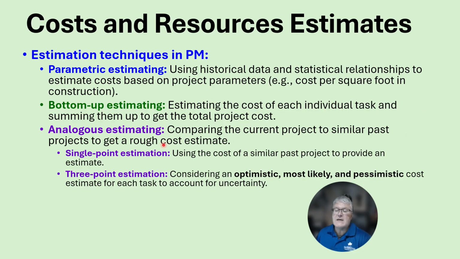Next, there's analogous estimating, comparing the current project to a similar project with similar costs to get a rough cost estimate. Under this is single point estimation. That's using the cost of similar projects to provide an estimate, and then a 3-point estimate. A 3-point estimate can also be used for time estimates and things like that. It gives an optimistic, most likely, and pessimistic cost estimate for each task involved.